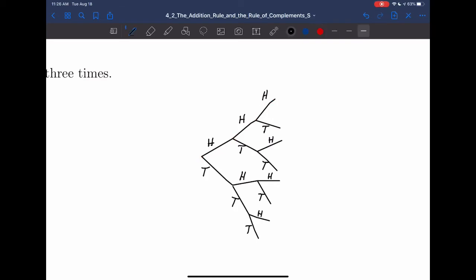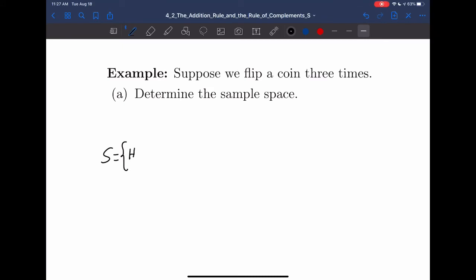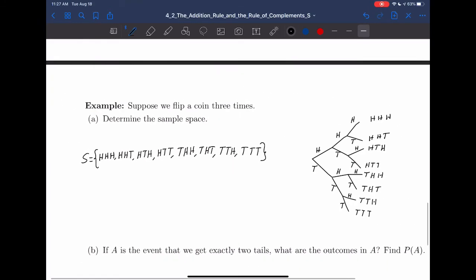Then we follow the line, and that will be our outcome. So this will be heads, heads, heads, and then heads, heads, tails, heads, tails, heads, and then you keep going with the pattern. Once you finish, we have to put it in set notation. So we have S, then a curly bracket, you put all the possible outcomes, and you close it with another curly bracket. Once you finish, you have successfully determined the sample space of a coin flipped 3 times. These are all the possible outcomes.